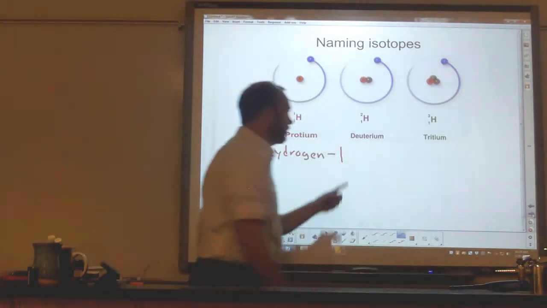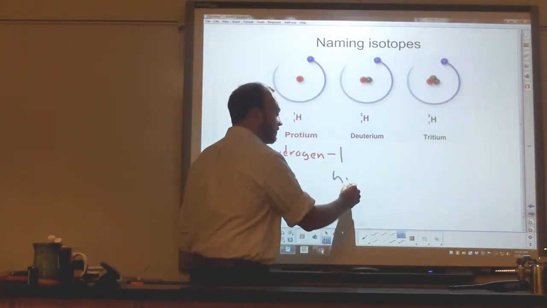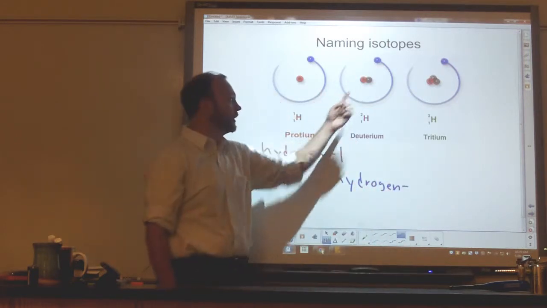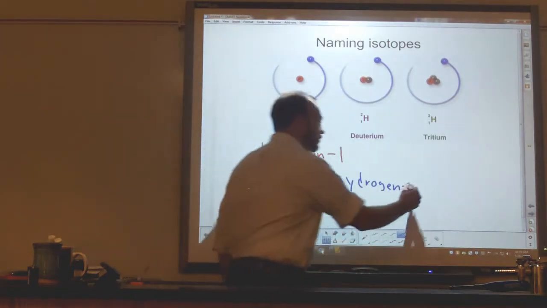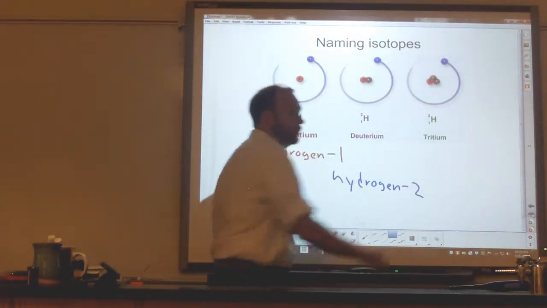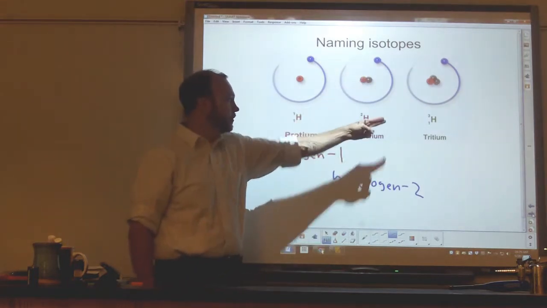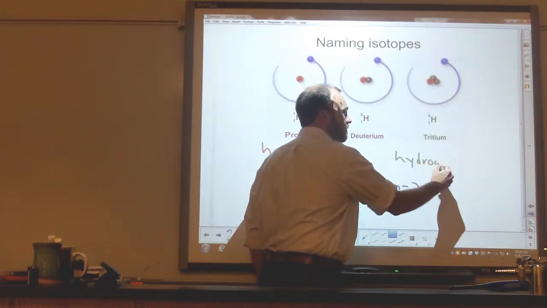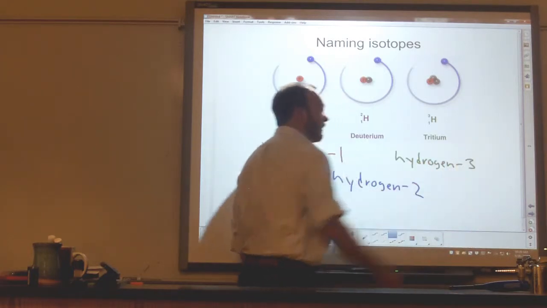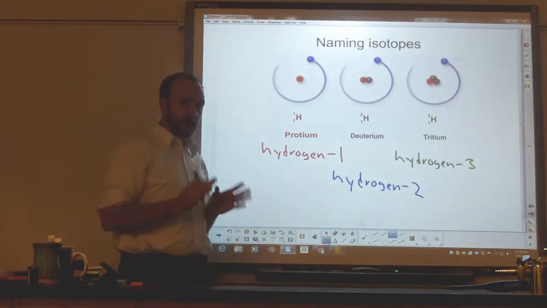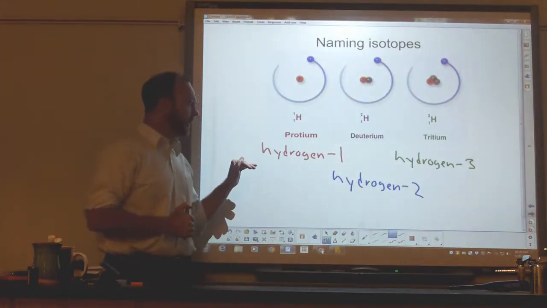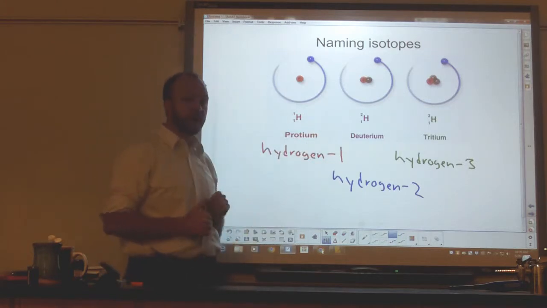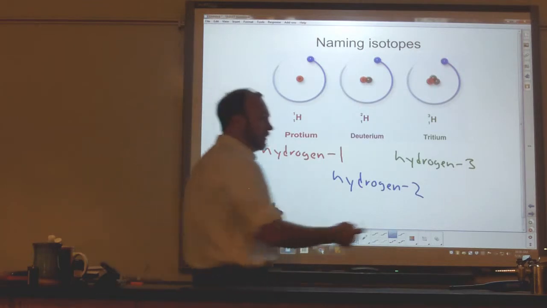This next isotope, deuterium, is still hydrogen, but since it has a proton and a neutron, it has a mass of 2. So we will call it hydrogen 2. This third isotope, tritium, is still hydrogen, but it has 3 nucleons. It has a mass of 3, so we call that hydrogen 3. So in our systematic naming, we tell the name of the atom, and then we tell the mass number, and that specifies what kind of isotope it is.